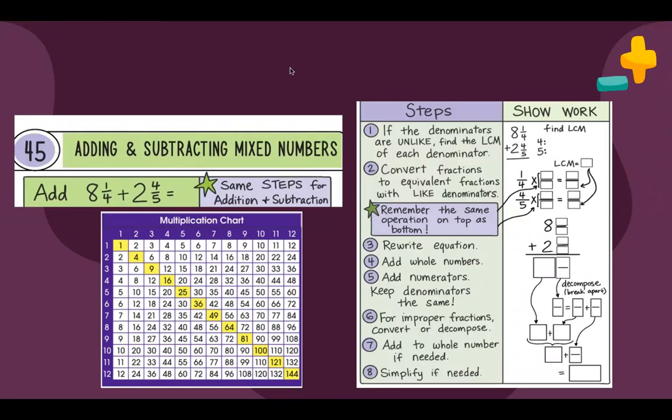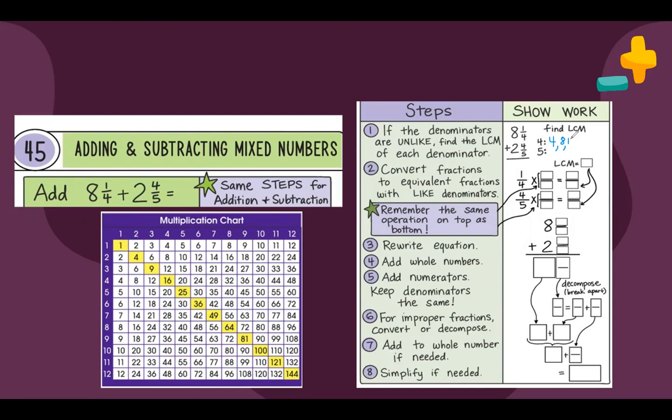So it says show your work. If the denominators are unlike, find the LCM of each denominator. That's the least common multiple. Okay, so some of you look and you see 4 and 5, and you already know what that common denominator is going to be. Okay, but let's go through the process. First, you find your multiples. So you do 4, and you'll want to stop as soon as you run into one that's also a multiple of 5. So we have 8.